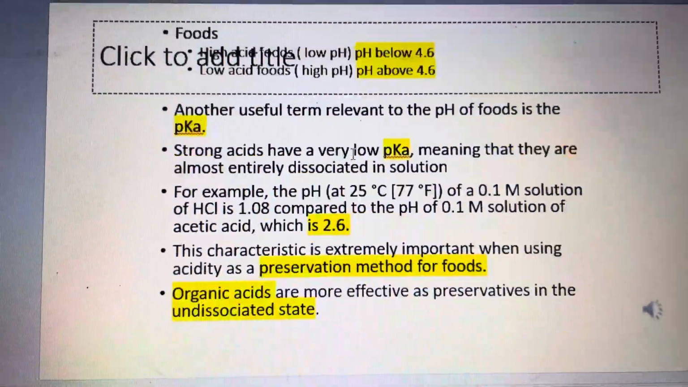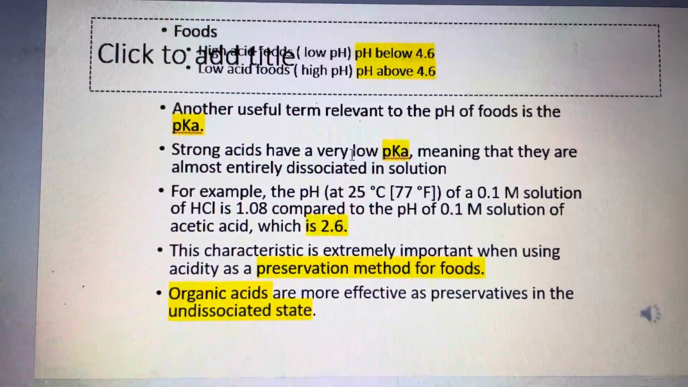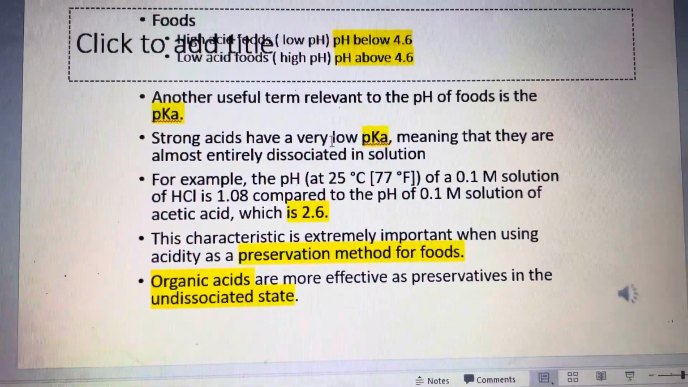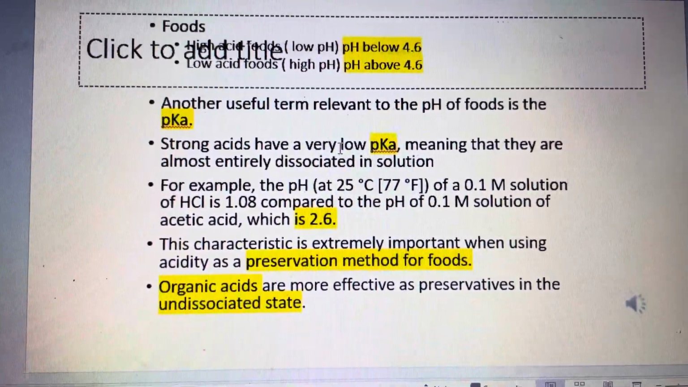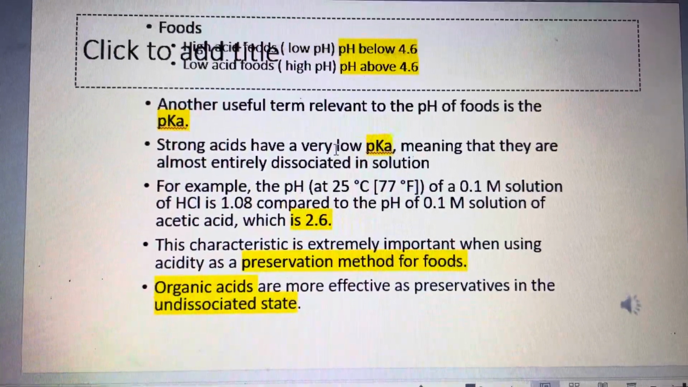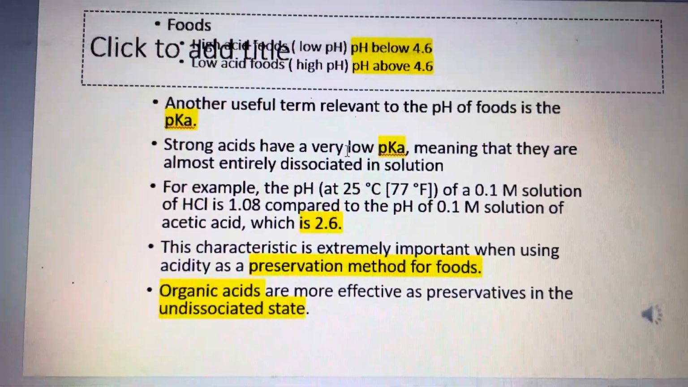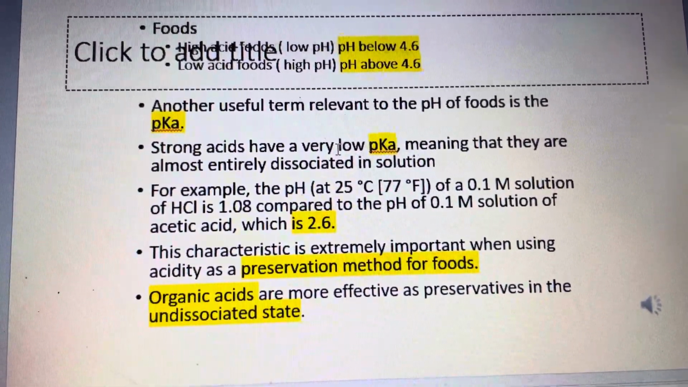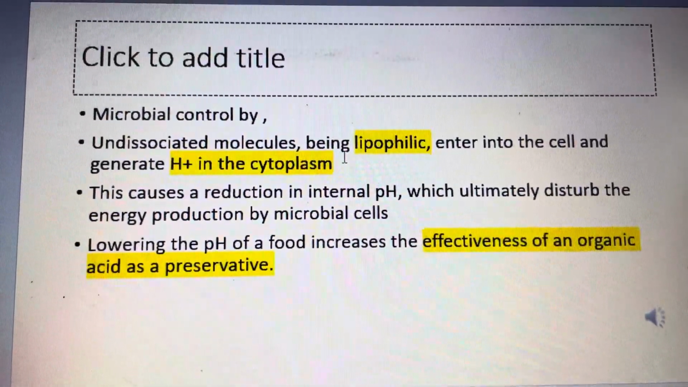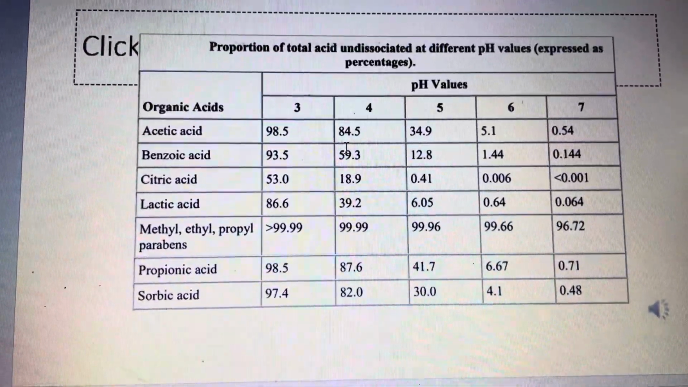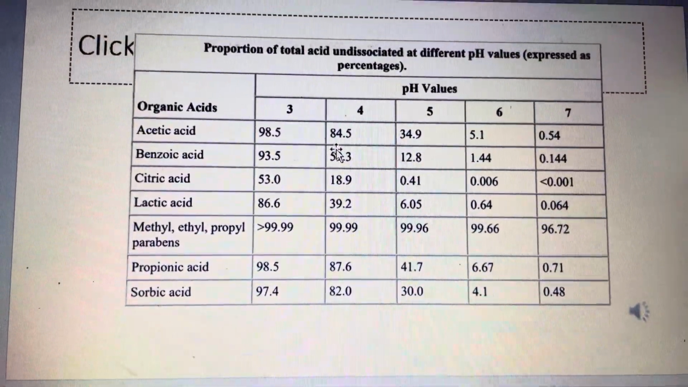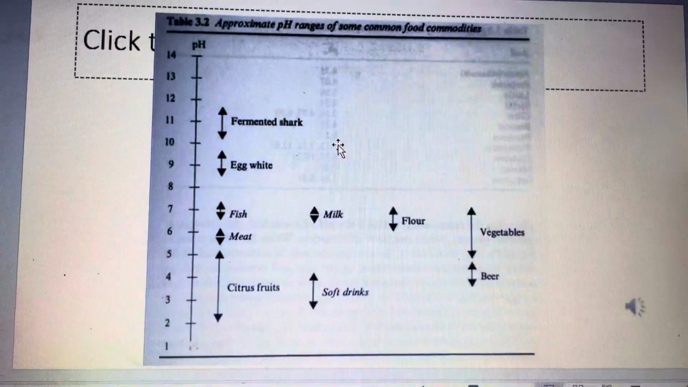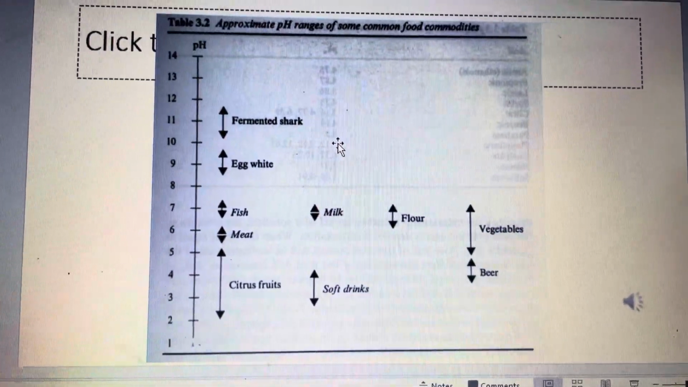Foods are divided into two categories. Foods with a pH below 4.6 are called high acidity foods, and low acid foods are those with a pH higher than 4.6. You can see the proportions of total acid undissociated at different pH values, and the different food groups are shown here.